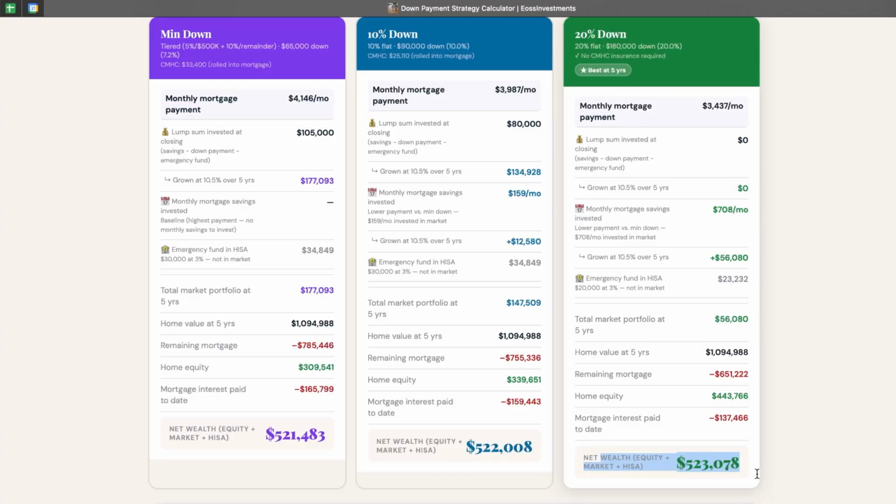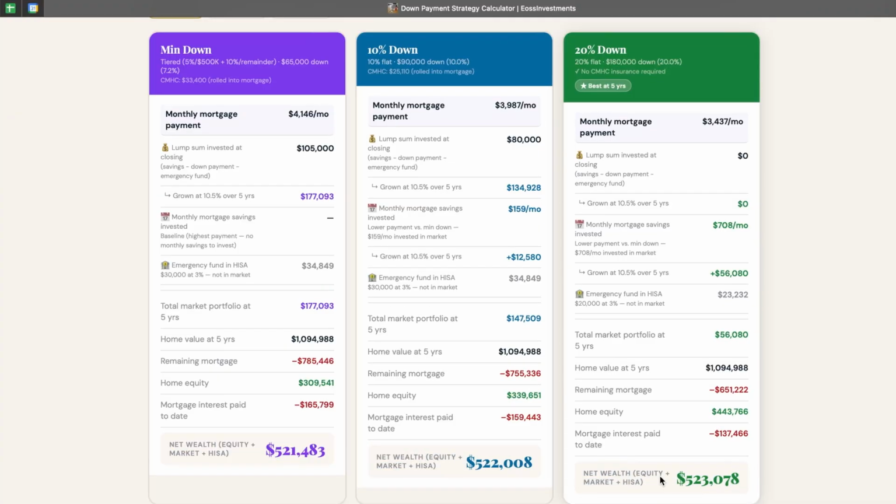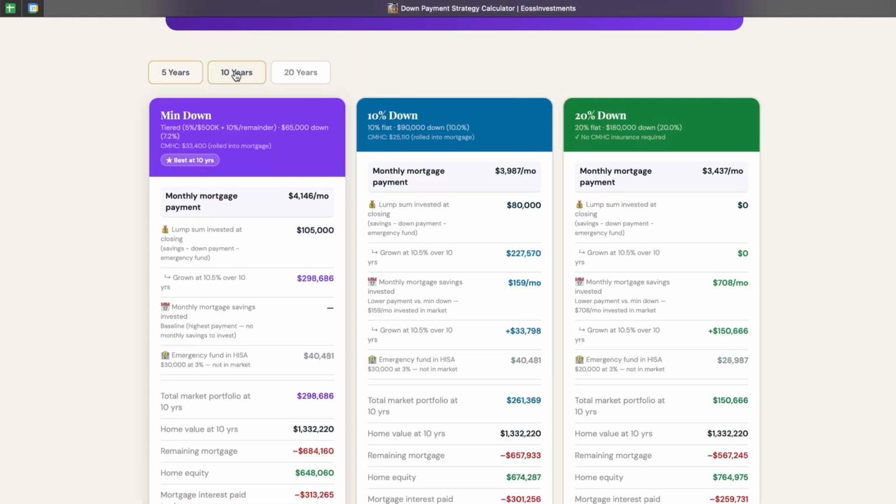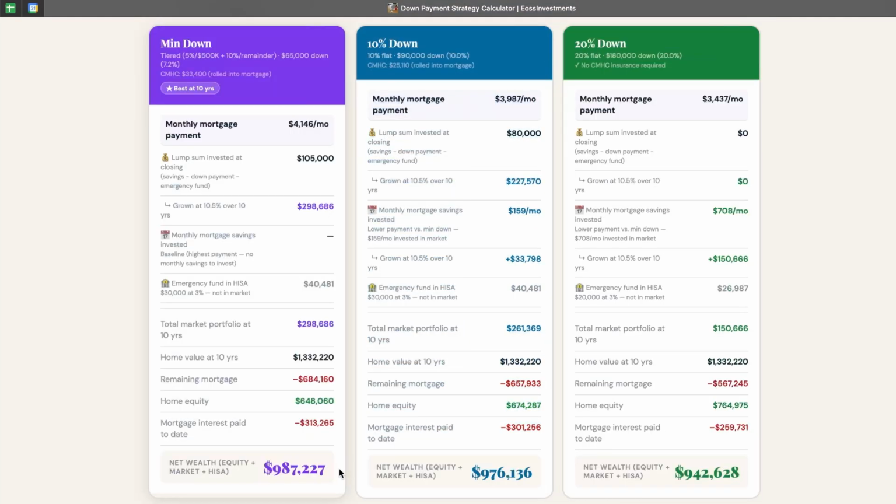Now let's look at the various scenarios and notice the best badge. At 5 years, 20% is leading, but it's essentially a three-way tie. All three scenarios are within a few $100s of each other. Click to 10 or 20 years and now minimum down is leading. Same input, same return assumptions, the winner changes depending on how long your horizon is.